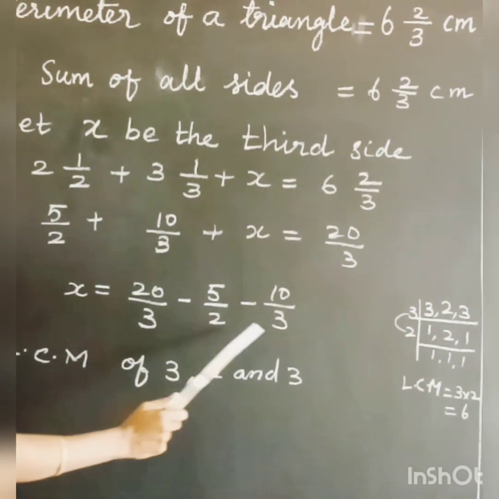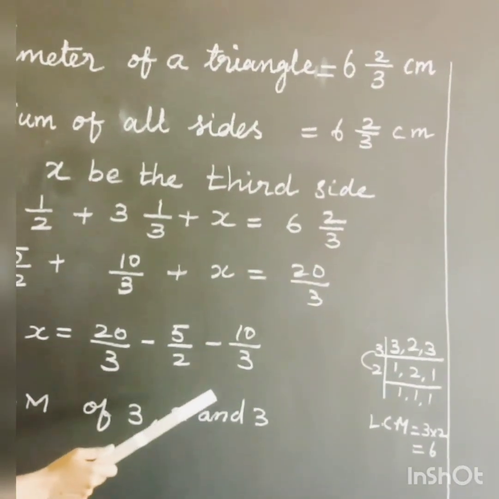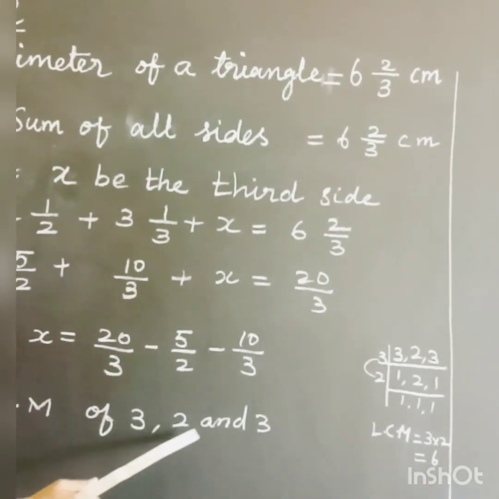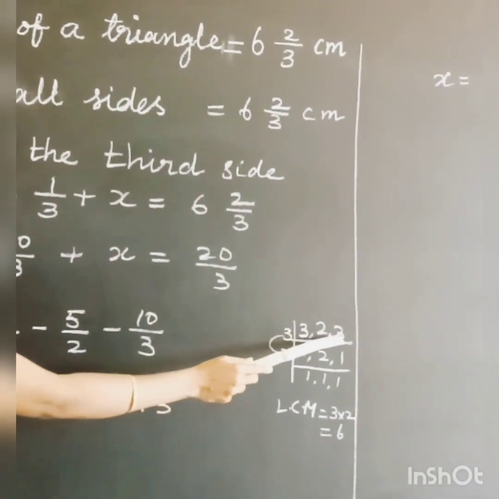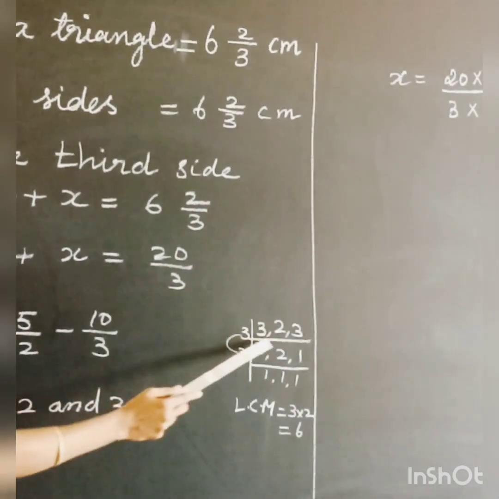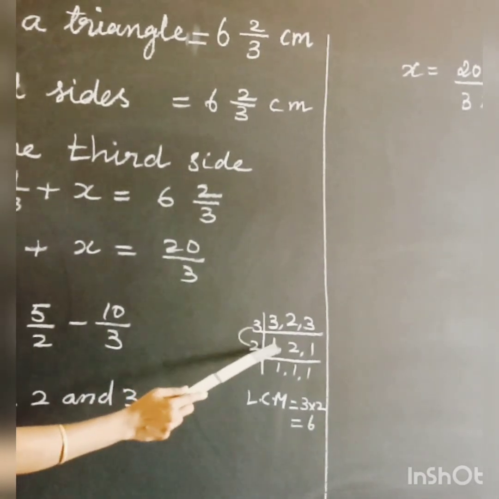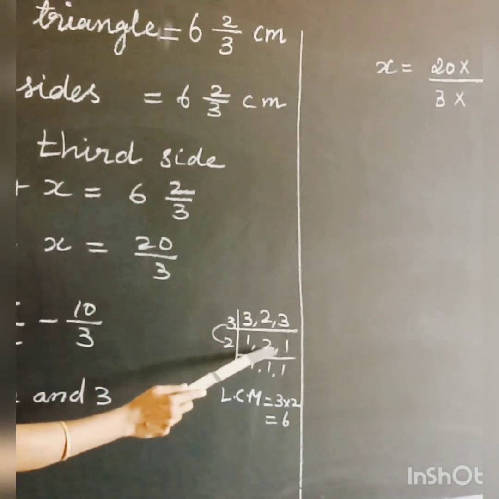Now see, the denominators are all different. How is it possible to subtract? It is not possible. So we have to take the LCM of 3, 2 and 3. See here, 3, 2, 3: 3 and 3, which table do they come in? It is a multiple of 3. 3 divided by 3 is 1. 2 doesn't come in the 3 table, so write 2 itself here.